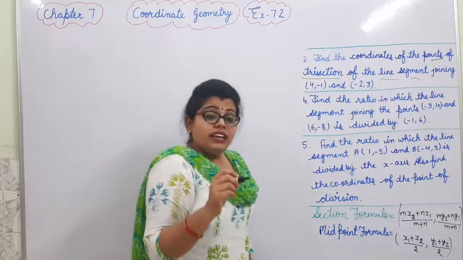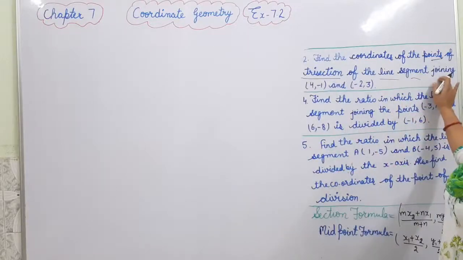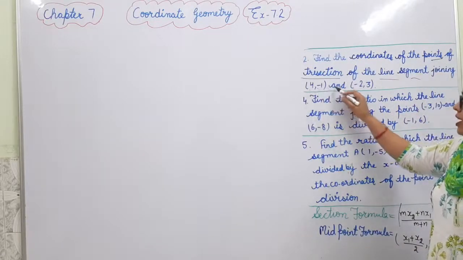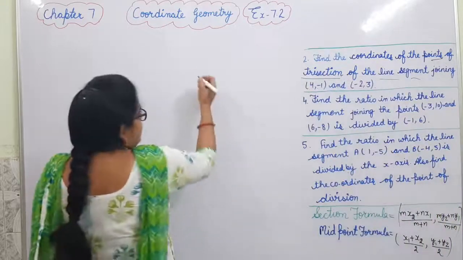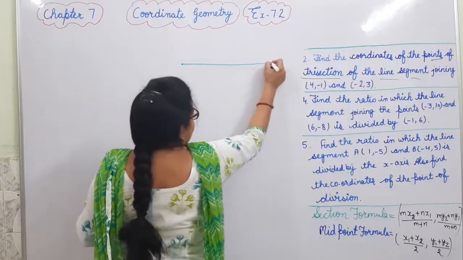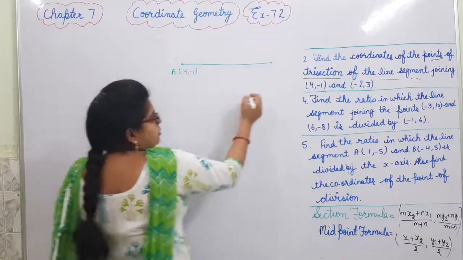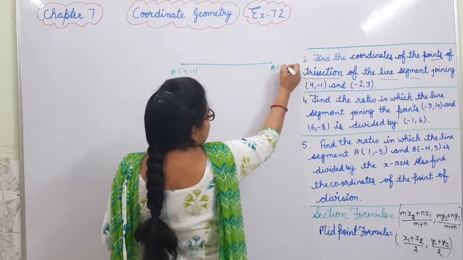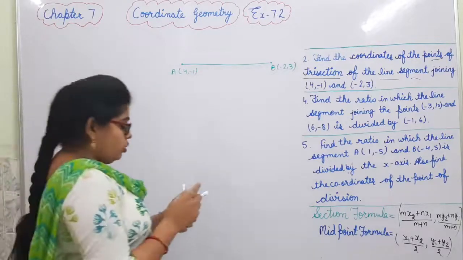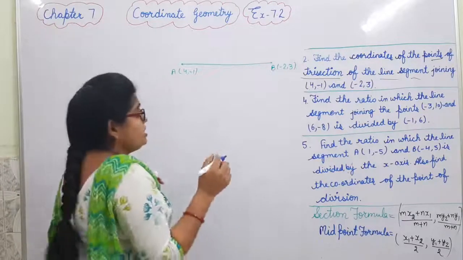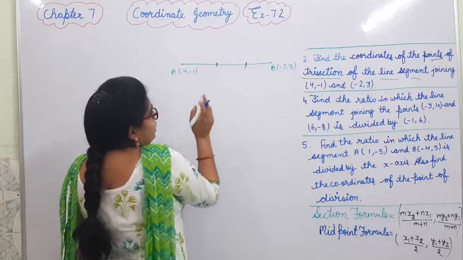Means we have to find the coordinates of the points of trisection of the line segment joining (4, -1) and (-2, 3). Yes, dear students, what is given? That A is (4, -1), B is (-2, 3). This line segment is there and we have to find the coordinates of the points of trisection, meaning how this line segment is divided into three equal parts.